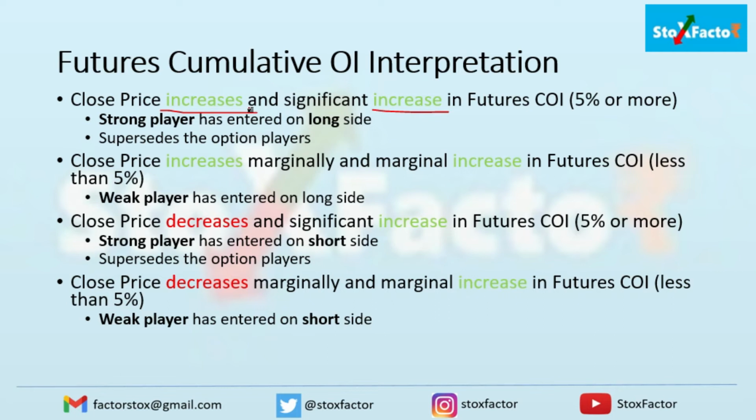So that means a strong player has entered on the long side, and that player can supersede the option players. So what do we mean by that? When we say the futures player can supersede the option players, it means that whenever a strong player enters, strong players are generally the FIIs, the institutional players, so they have a lot of money, right?